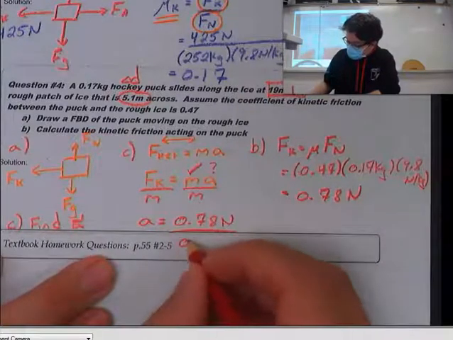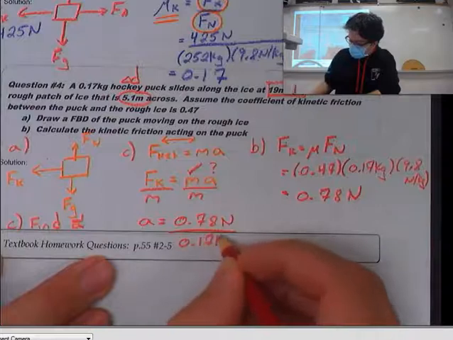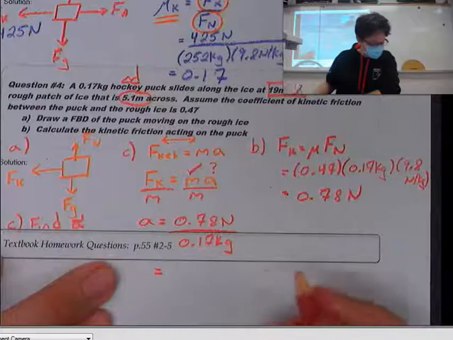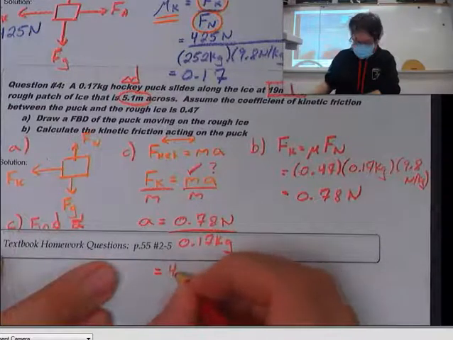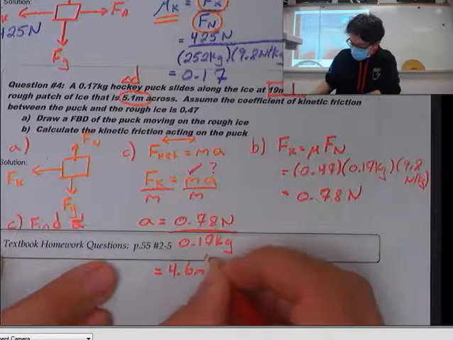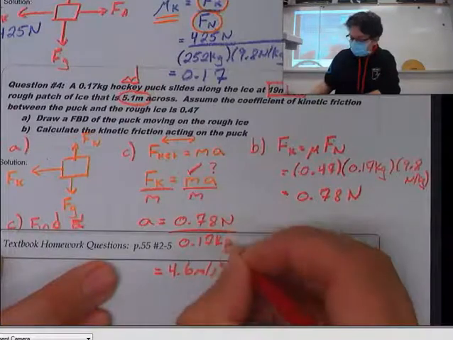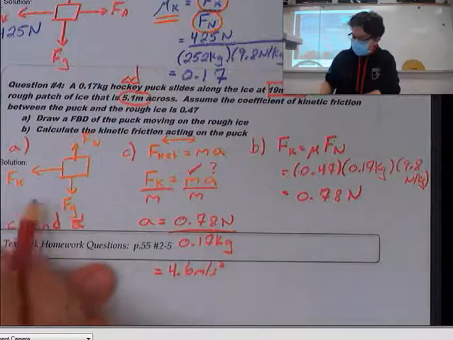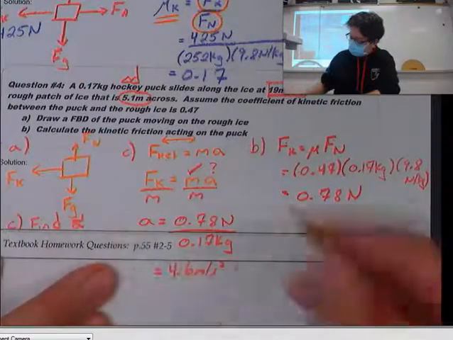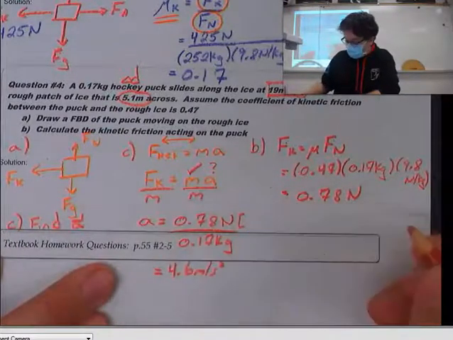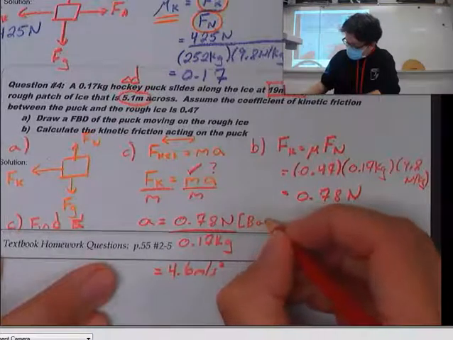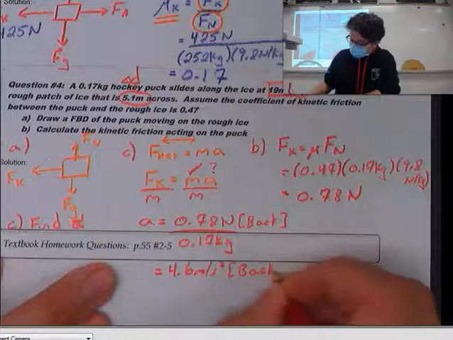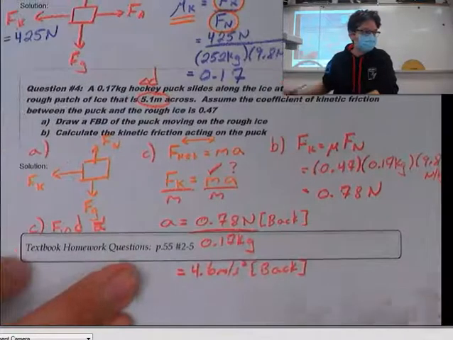divided by our mass, so 0.17 kilograms. And you see our acceleration will be 4.6 meters per second squared, because newtons per kilogram has identical units to meters per second squared. Right? And it's in the same direction as friction, which is, we'll just say backwards. And so there is acceleration. Okay?